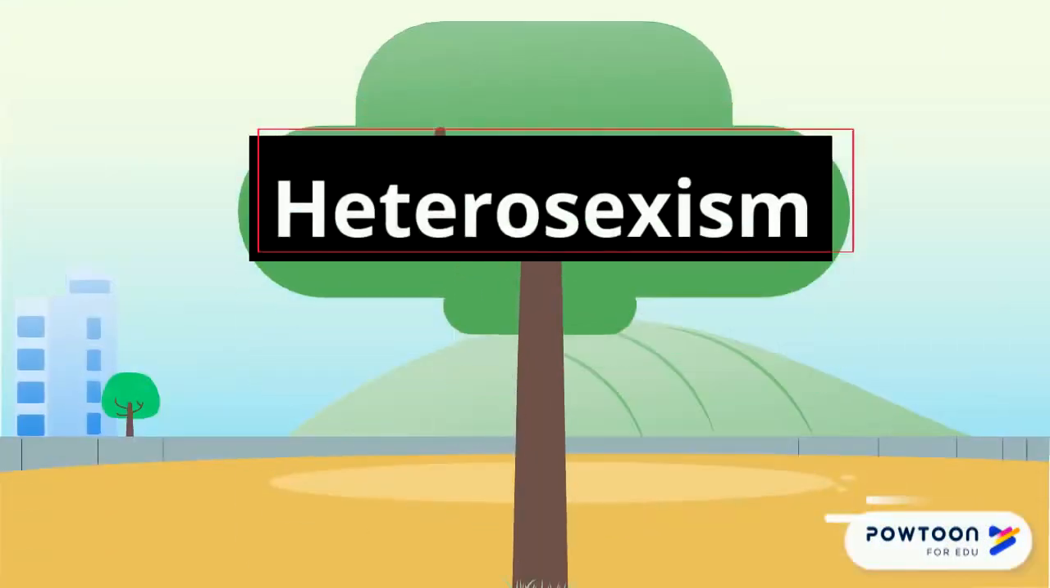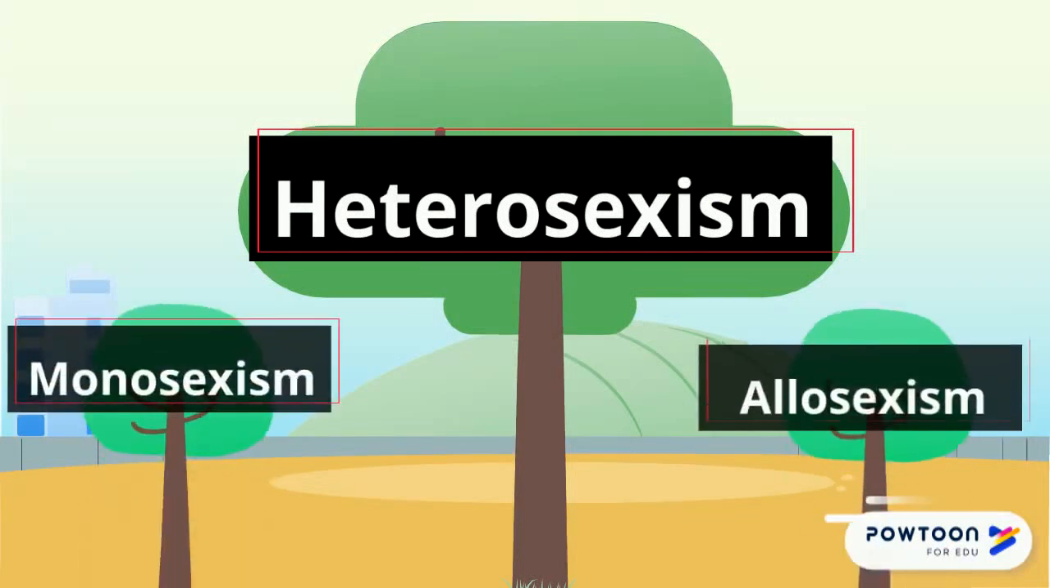Along with producing homophobia or homonegativity, heterosexism also contributes to the maintenance of two other sexuality-based systems of oppression, monosexism and allosexism. Over the next few slides, we'll unpack these terms as well, starting with monosexism.